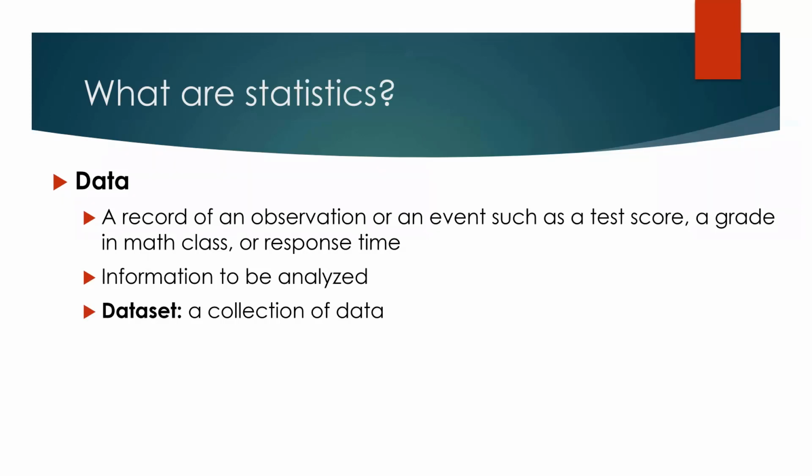So what are statistics? Well, we got to start at the bottom. We got to start with the most basic element of statistics, which is something called data. Data is a record of an observation or an event, such as a test score, a grade in a math class, or a response time, like how fast you pressed a key or how fast you did some task. So data, in essence, is information. I want to focus on that for you. Information to be analyzed. And so when you get a bunch of information or a bunch of data together, that's called a data set. It's a collection of data. It's a collection of records of observations, a collection of information.